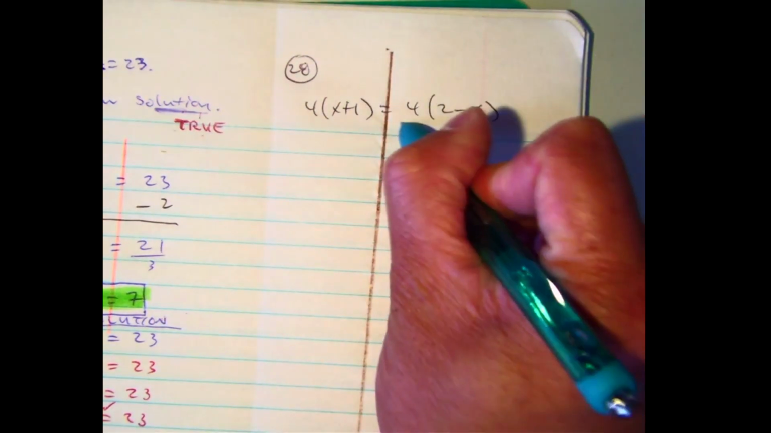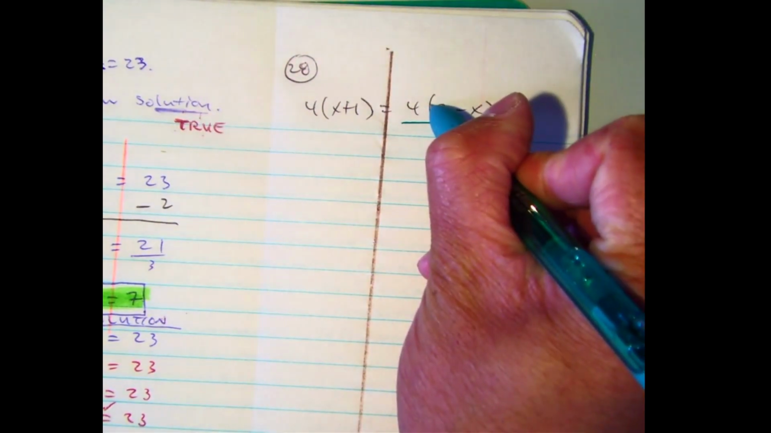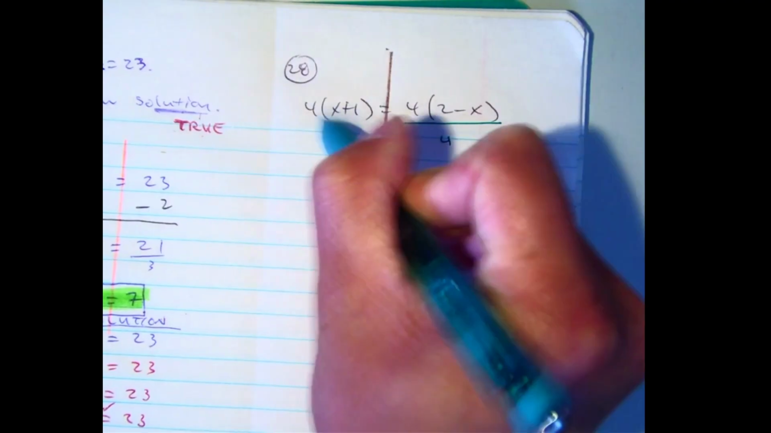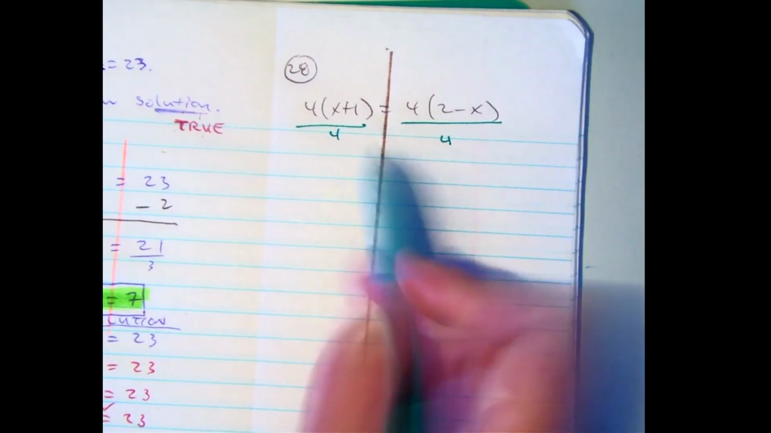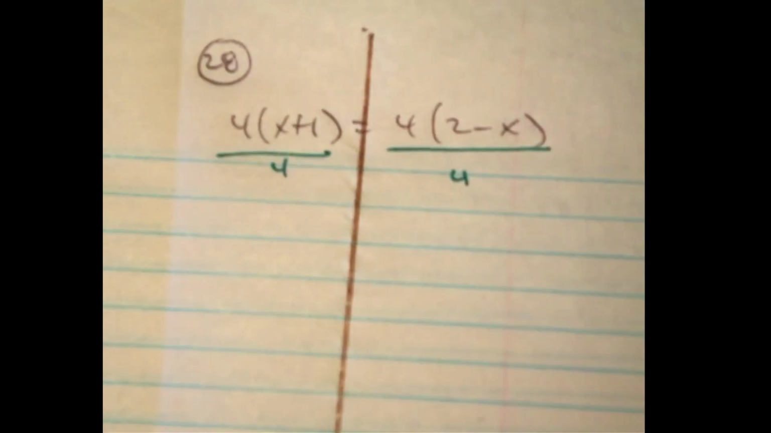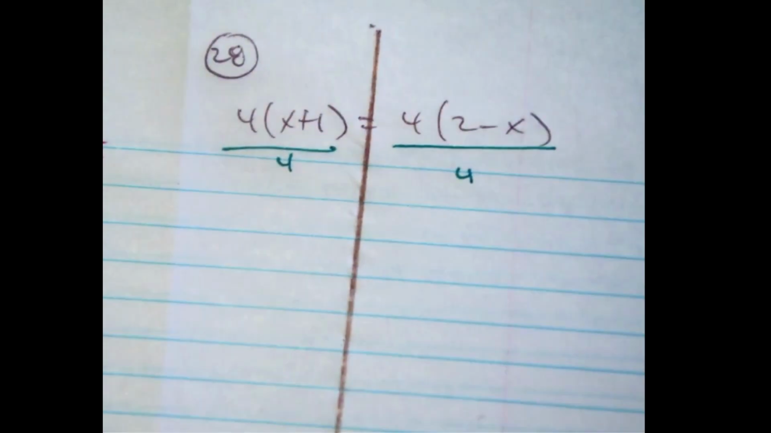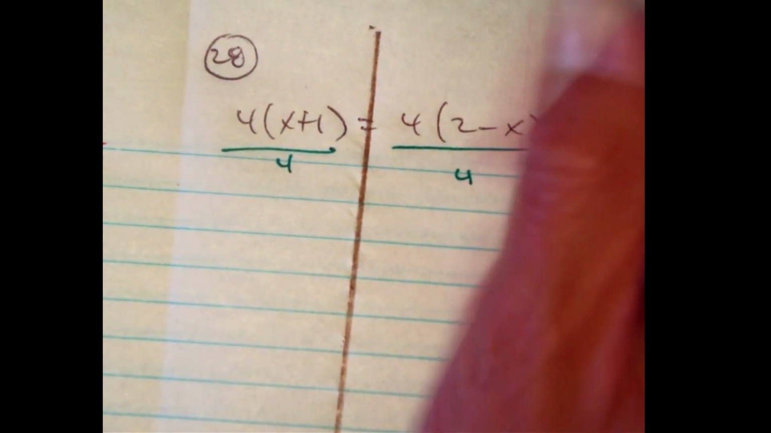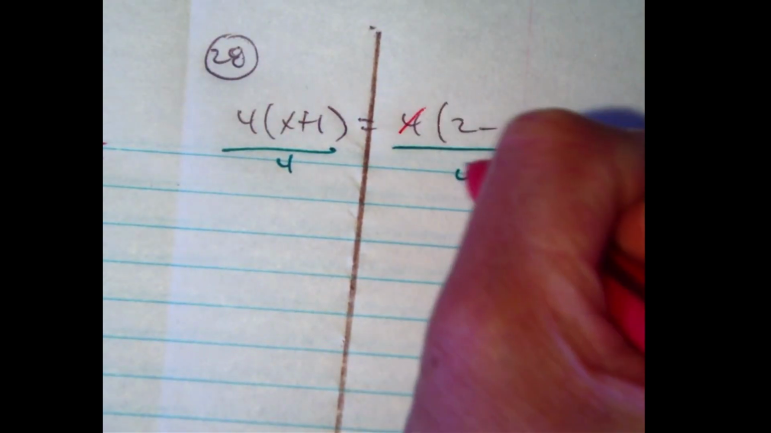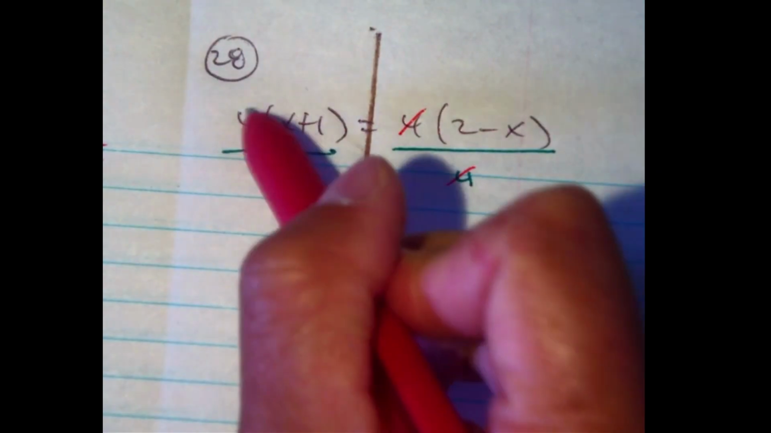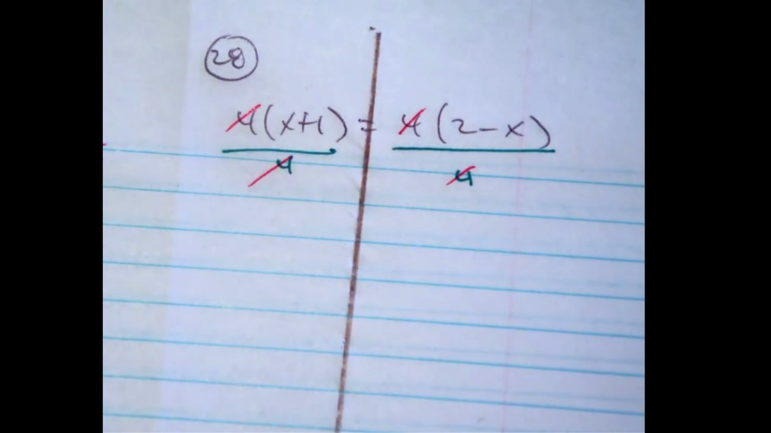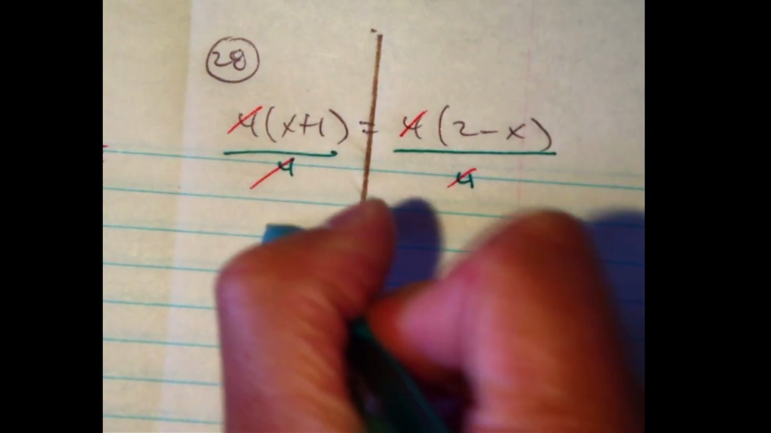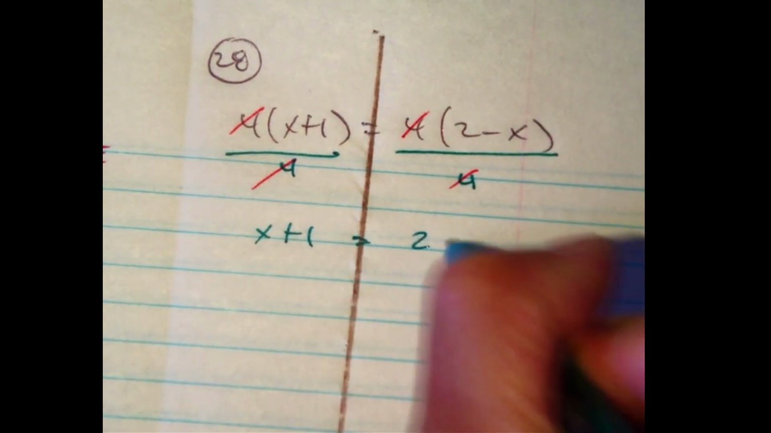If I divide both sides by 4, because this is multiplication, yesterday we were learning about solving equations. If I do it to one side, I have to do it to both sides. Everyone say cancel factors. I'm not going to cancel numbers inside the parentheses. I can cancel them outside. So 4 divided by 4 is 1. I'm left with just x plus 1 equals 2 minus x.